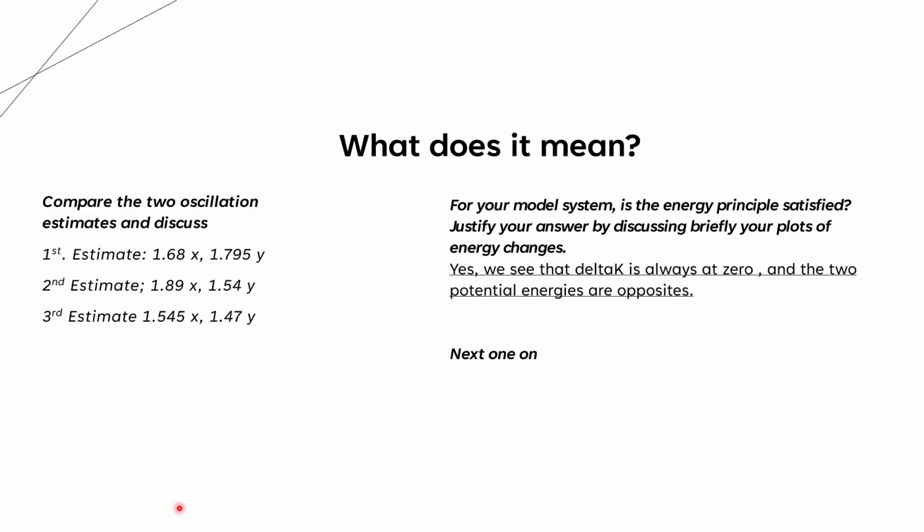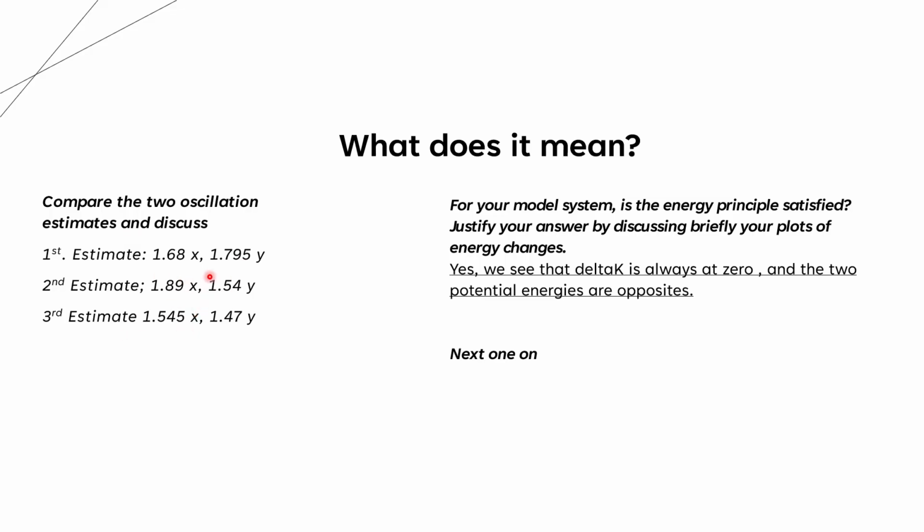So, what does it mean? Well, for the model system, we can see that the energy principle is satisfied from the fact that delta K is always at 0, meaning energy is conserved, and that the two potential energies are opposite, because as one is increasing, the other one is increasing in the opposite direction. And we also talked about delta K already.